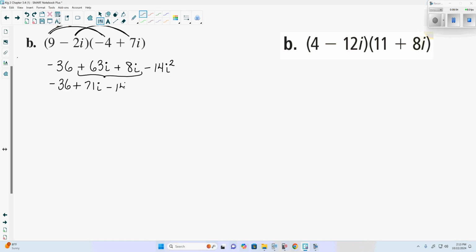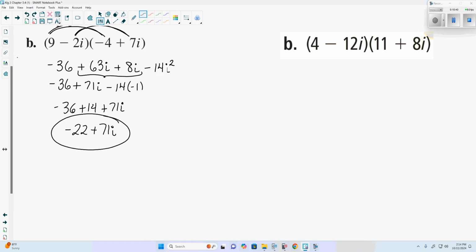Minus 14. Well, our i squared is what? Negative 1. Now, our negative 14 times negative 1 is positive 14. So I did the multiplication and moved it next to its like term. We could have left it as negative 36 plus 71i plus 14, or we can move the 14 next to its like term, same thing. Negative 36 plus 14 is negative 22 plus 71i.